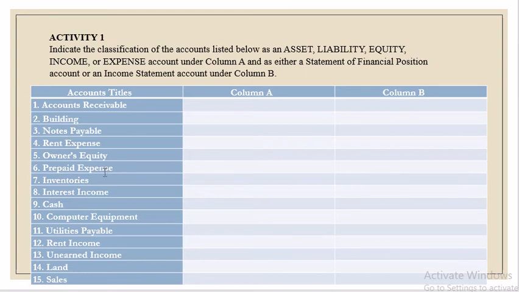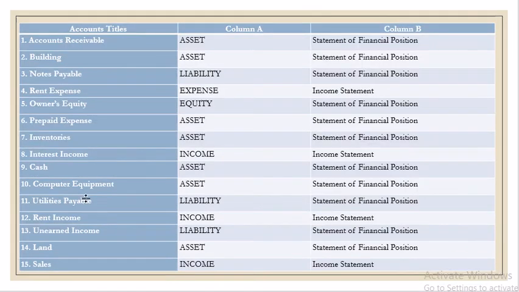So let's start with accounts receivable. In column A, what is it? Is it assets, liability, or equity? So the accounts receivable belongs to assets. Okay? And then it is for the statement of financial position. So here it is. Accounts receivable, assets, then statement of financial position.